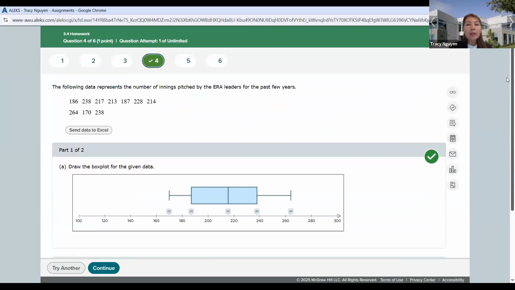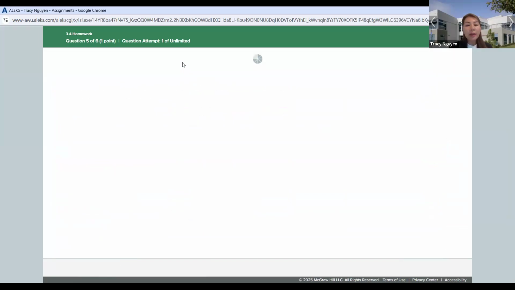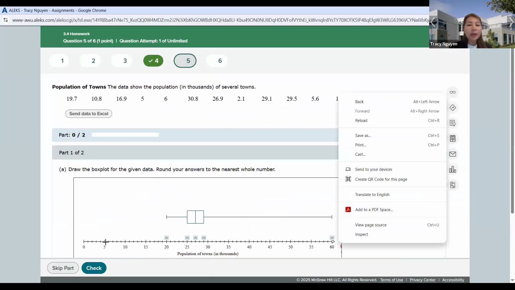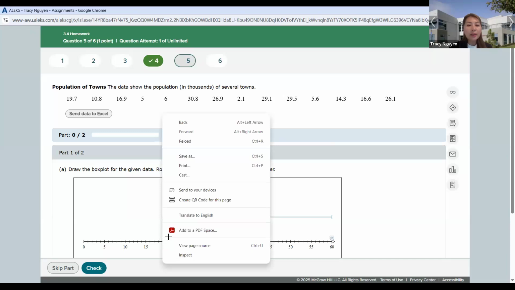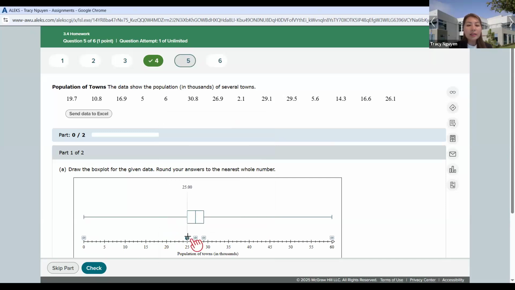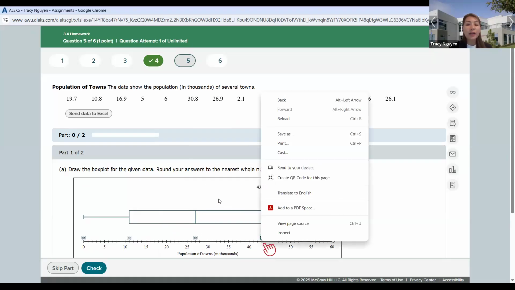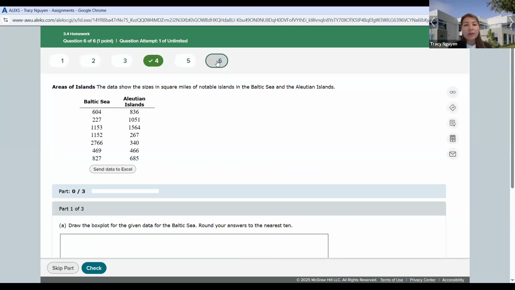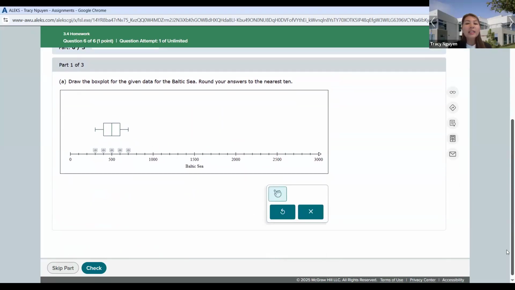Okay. Now, similarly, for question number 5, again, before you go on to graph, my advice for you is to spread out your 5 cursors somewhat so that they're not so close together. That way they're easier for you to see which one is the first cursor, which one is the second, third, fourth, and fifth. Okay, that's question number 5. Question number 6, you have 2 sets of data, one for Baltic Sea and one for Aleutian Islands. So you're going to do a box plot for each set of data.